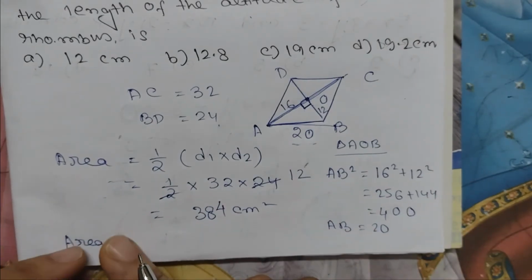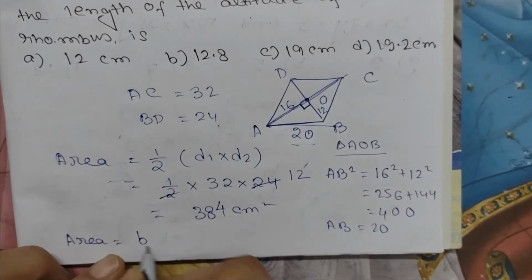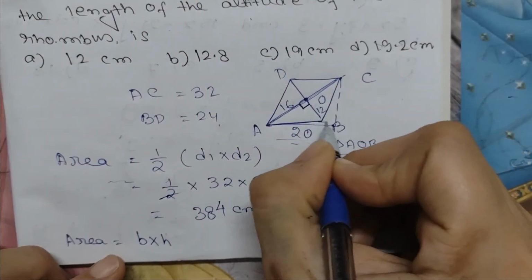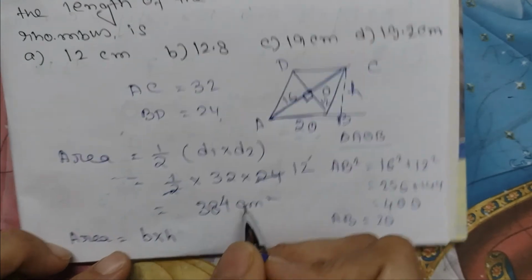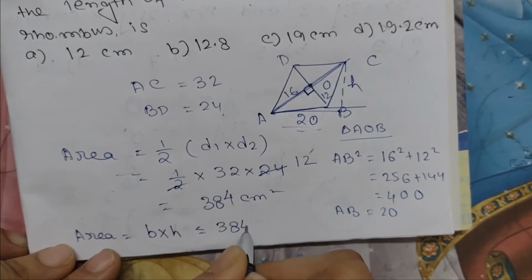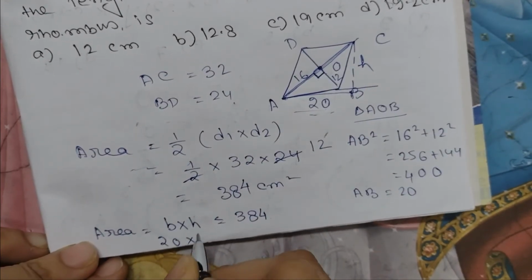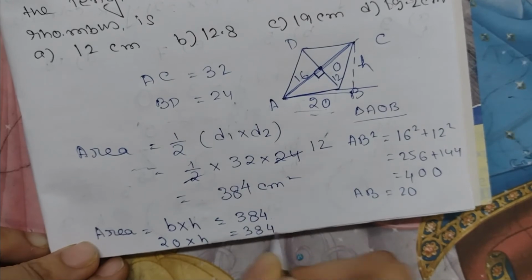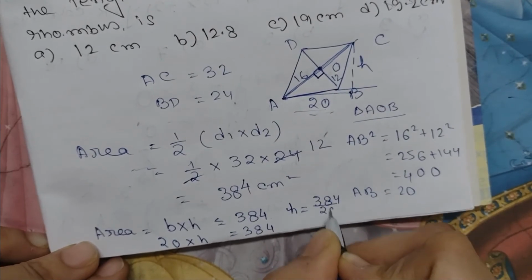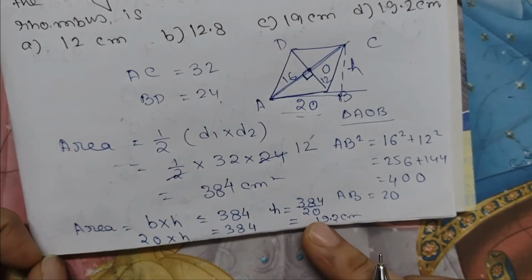Now we will apply another formula of area. For any parallelogram, the area can be found by base into height. So this is our base 20 and you can draw the height like this. So this will be our altitude h. So base into height: area is equal to 384. So our base is 20 into height is 384. So you will have to find the height. So height will be 384 by 20. After division you will get 19.2 centimeter.